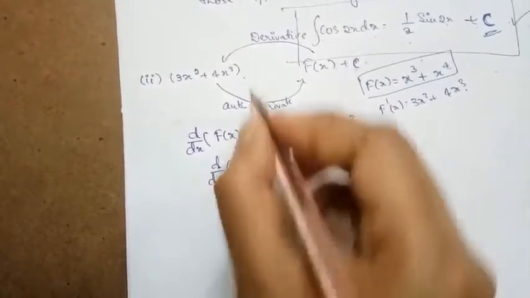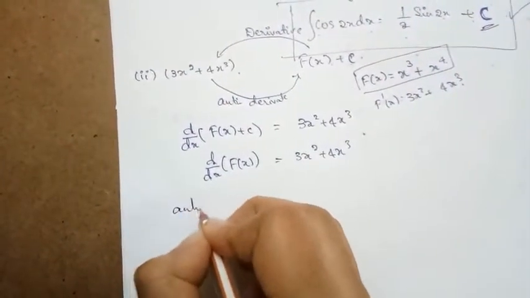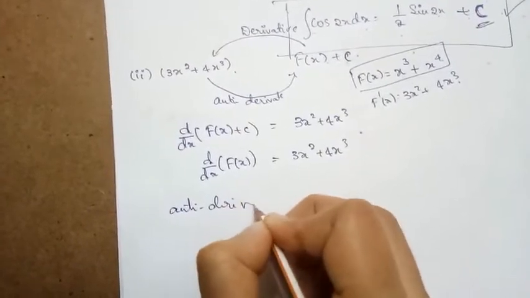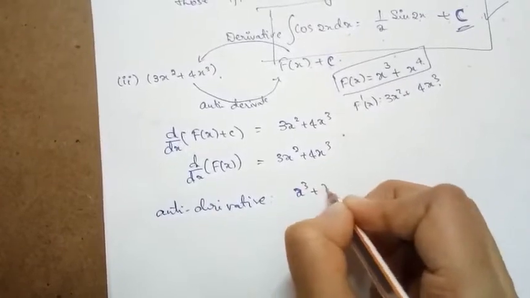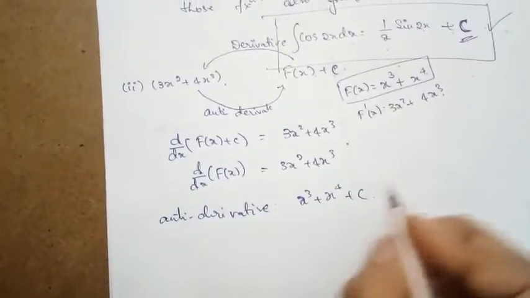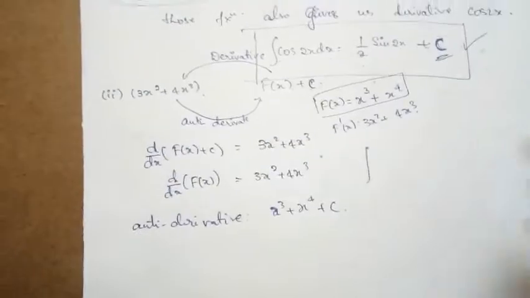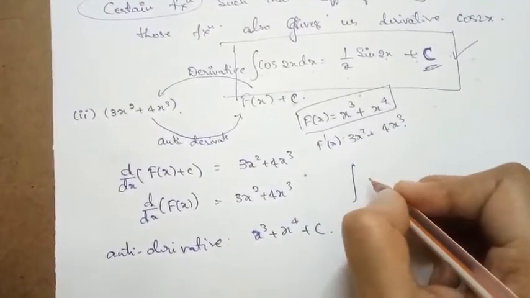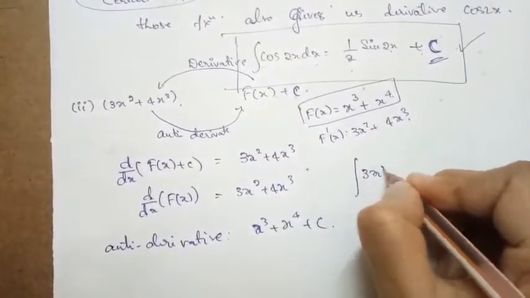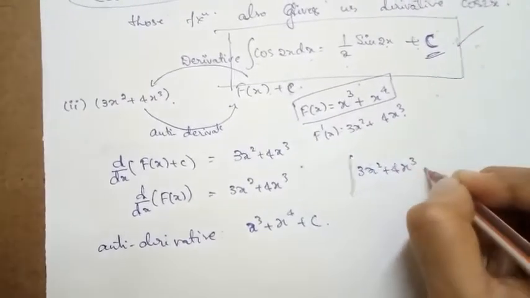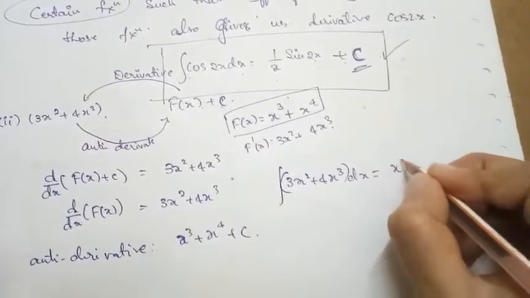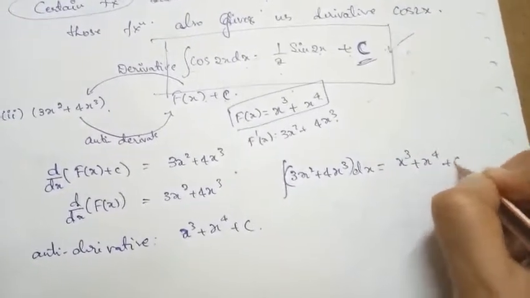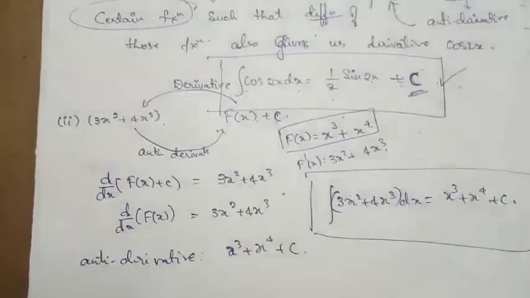So the antiderivative of this function is nothing but x cube plus x to the power 4 plus c. If I write this in the integration notation, it becomes the integration of 3x square plus 4x cube dx, which is equal to x cube plus x power 4 plus c. So this is how we are getting the antiderivative or any indefinite integral.